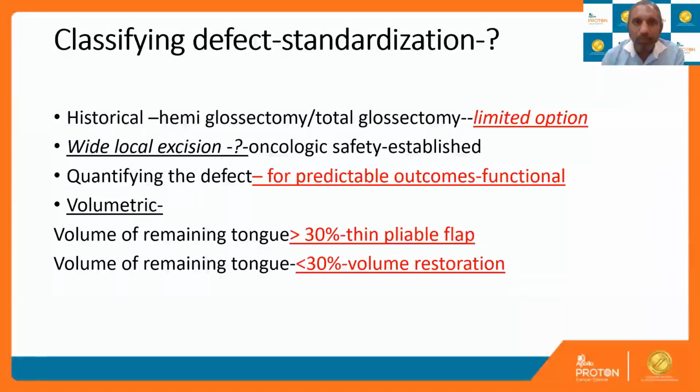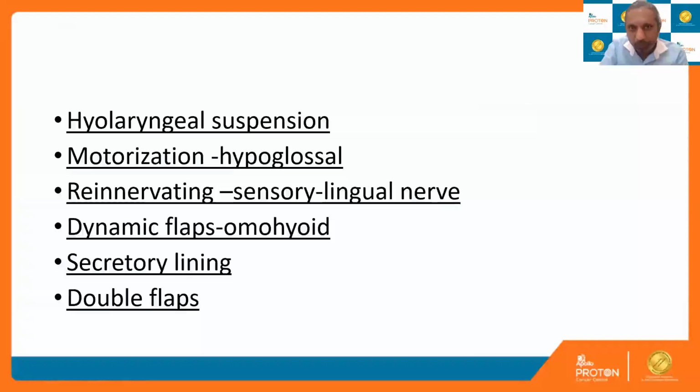There is some data or literature regarding volumetric reconstruction. When the volume of the remaining tongue is more than 30%, we usually use a thin pliable flap for lining. Whereas when the volume of the remaining tongue is less than 30%, we need to restore the volume.